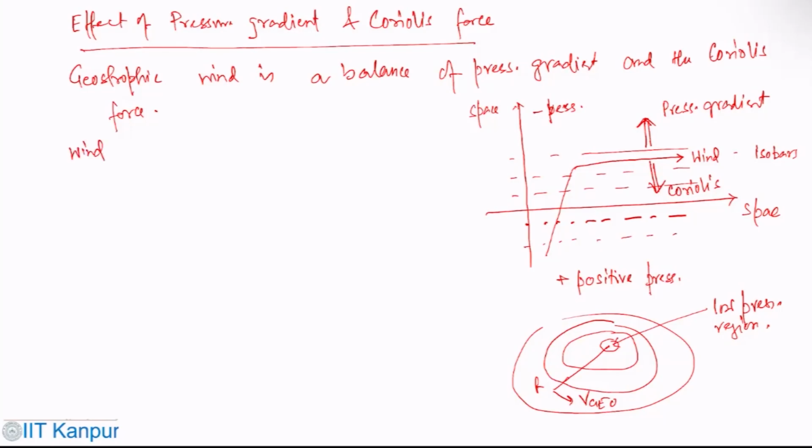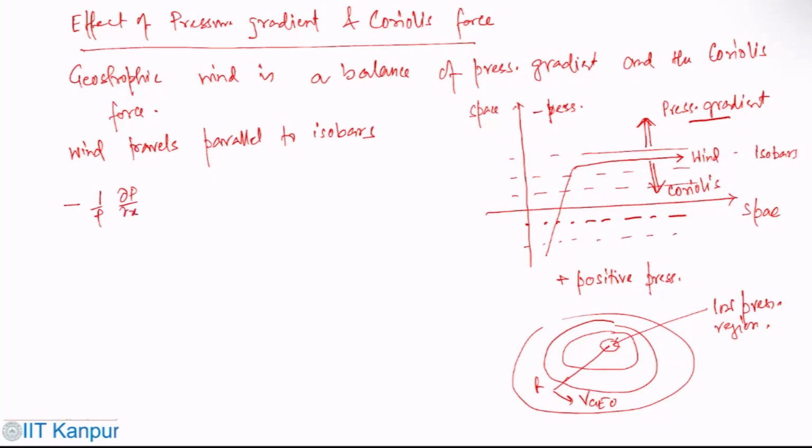So the wind travels parallel to isobars, because these two forces cancel each other. The result is that wind travels parallel to the isobar, where the acceleration due to pressure gradient and Coriolis effects are balanced.